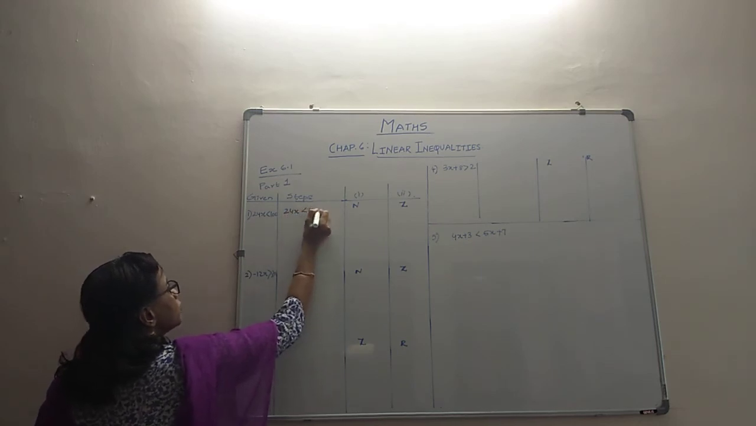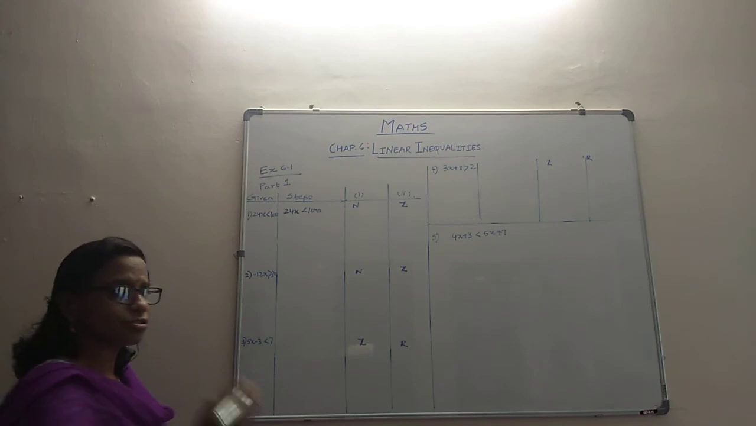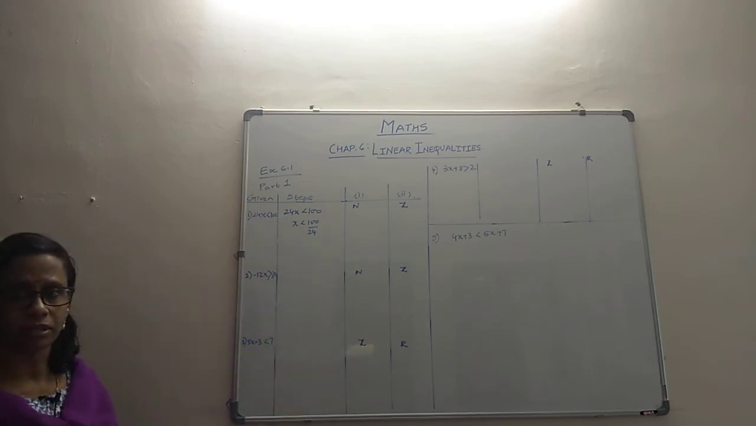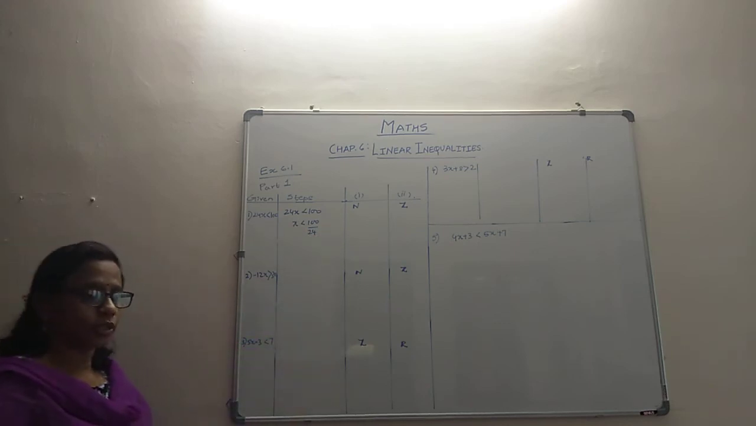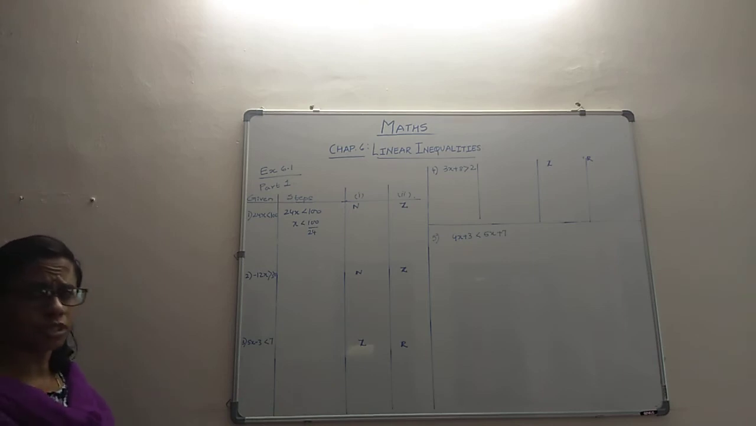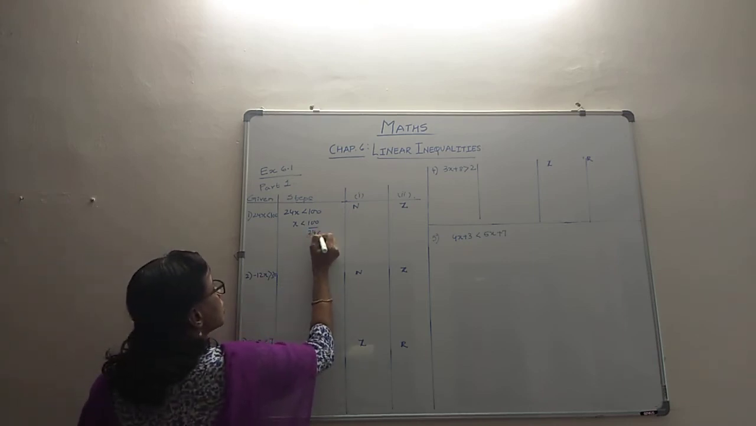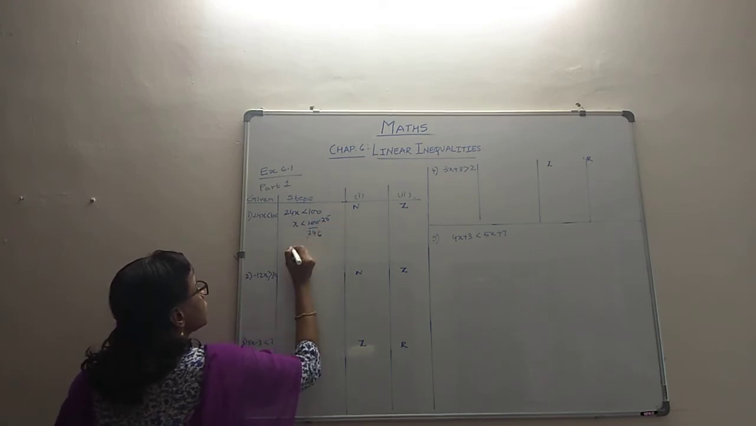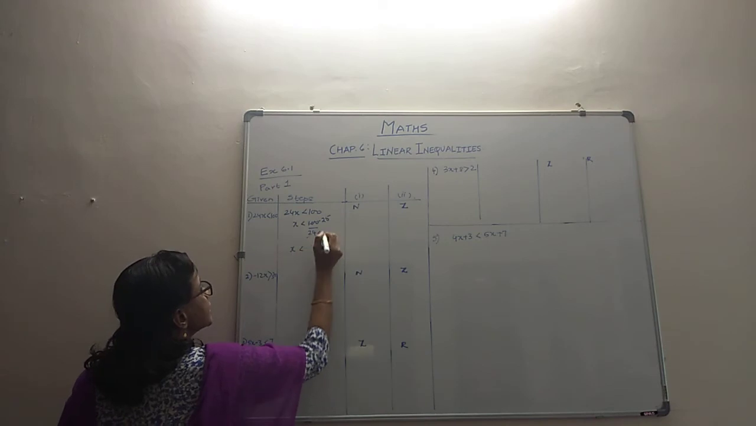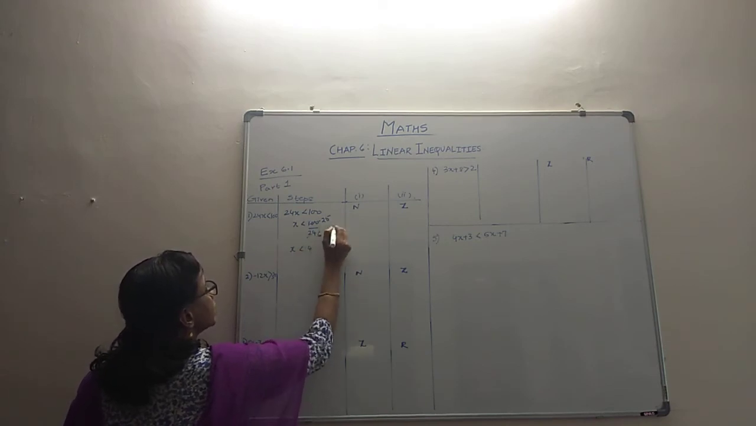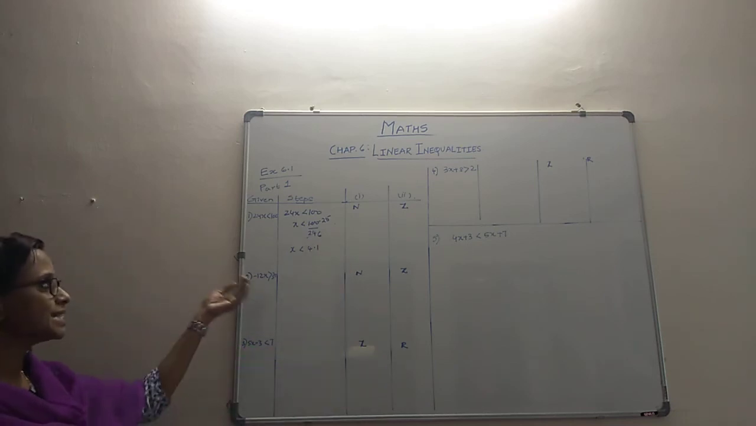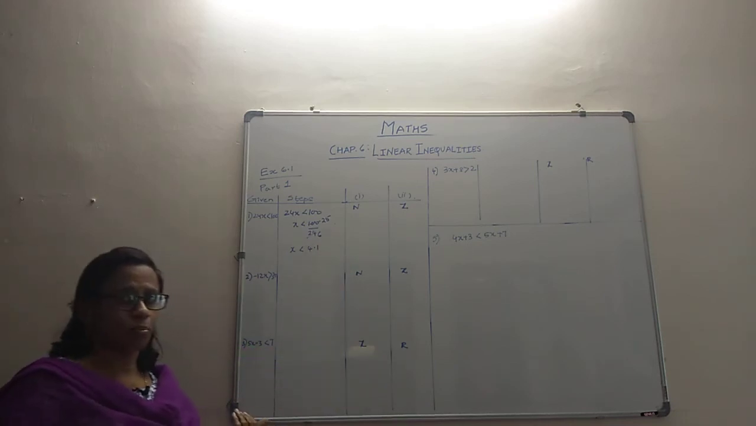What we'll do, 24 will go on the other side. It is multiplication, so on the other side it will become division. So 100 divided by 24. Then you can reduce by whatever method you want. If you carefully see, 4 is a common factor. 4 sixes are 24 and 4 twenty-fives are 100. So this is 25 by 6, which is 4 and 1 remaining, maybe 4.1 or so. So x is any value which is less than 4.1.